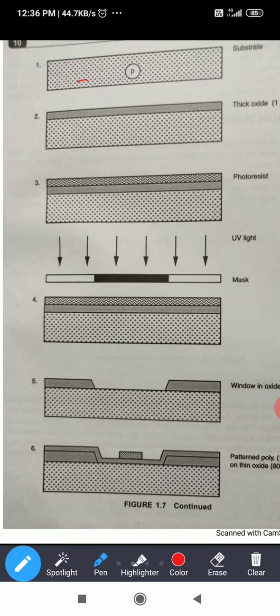Onto this substrate, a layer of silicon dioxide or SiO2, which we call a thick oxide, typically 1 micrometer or 1 micron thick, is grown all over the surface of the wafer to protect the surface. For protection against any breakage, you use this thick oxide layer.